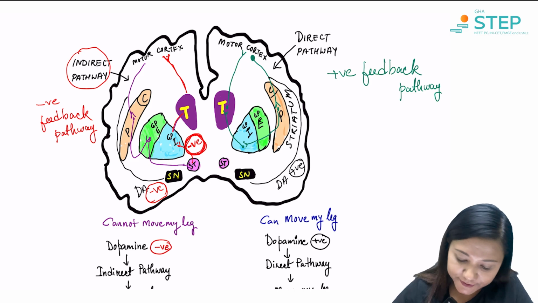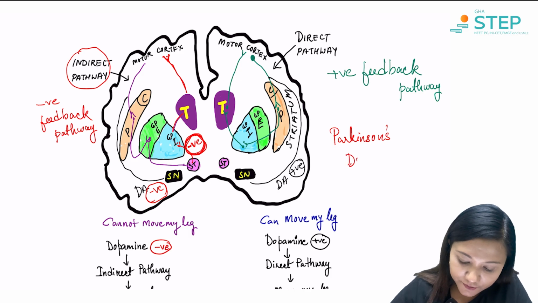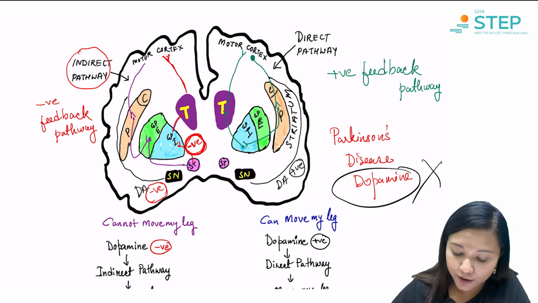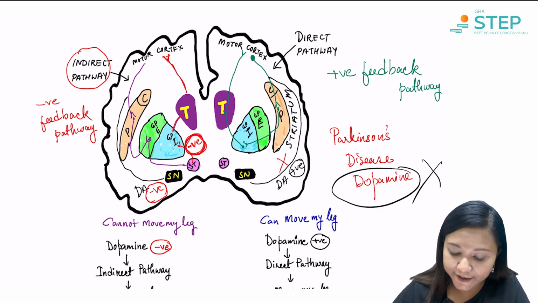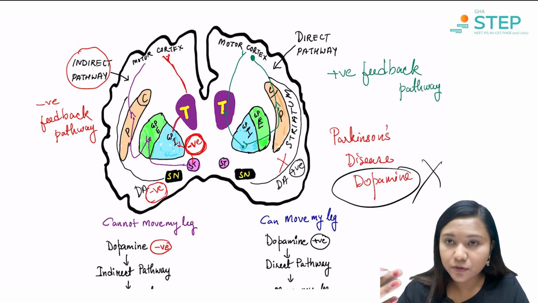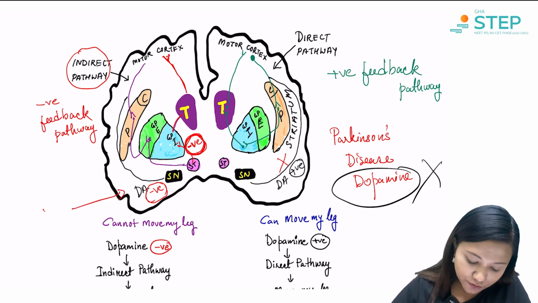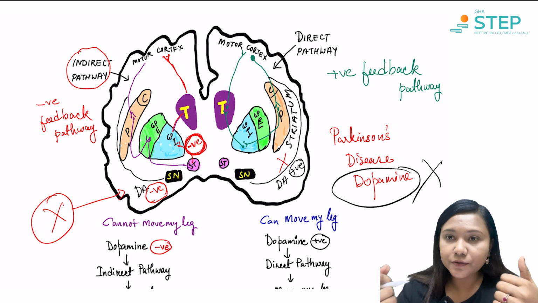Now what happens in Parkinson's disease? What happens to dopamine? There is loss of dopamine. Okay, so if there is loss of dopamine, this pathway is gone. The direct pathway means movement will slow down, and this pathway is also gone. So it is saying to not move the limbs, so there will be rigidity.